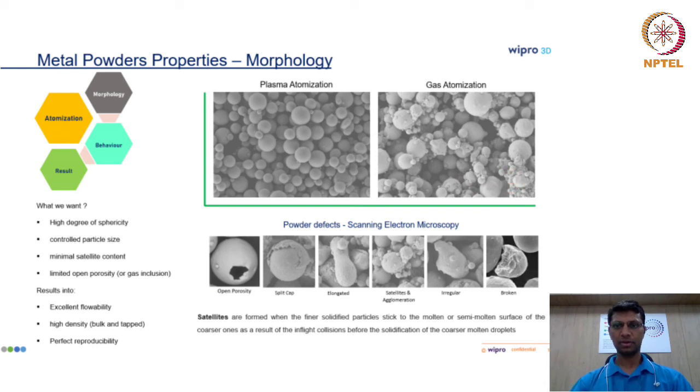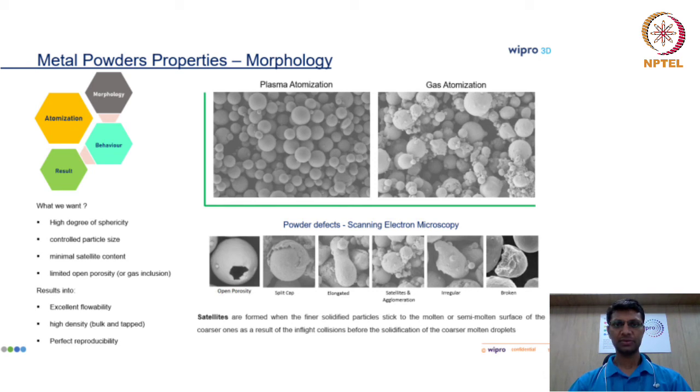So images for some of the defects are also shown here. So this is an open porosity. Some gas will get trapped during the powder manufacturing. This will prevent the part from getting full density. The next one is the split cap, where some powder particles will be elongated, and this can be seen majorly in the aluminum powder.